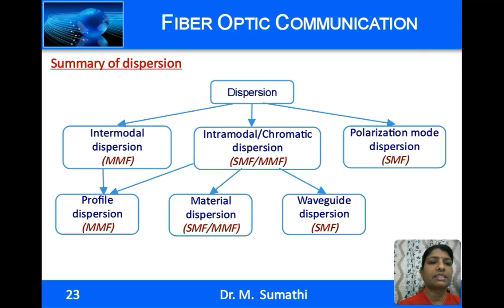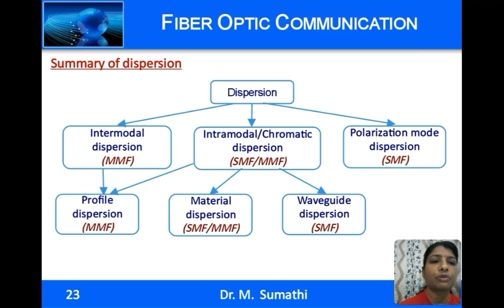Summarizing the different types of dispersions, we have intermodal dispersion, intramodal or chromatic dispersion, and polarization mode dispersion. In multimode fibers, intermodal dispersion is significant. The intermodal dispersion for a graded index fiber is lesser compared to that of a step index fiber, but the decrease in dispersion in a graded index fiber is limited because of profile dispersion.